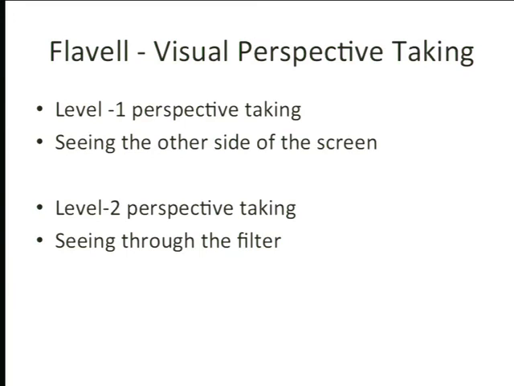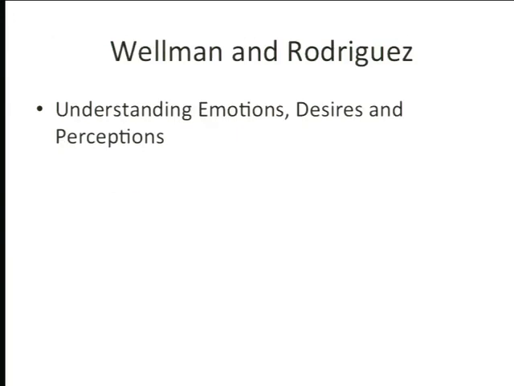So by the time the children are about 3, they seem to be able to understand that someone else could see something different than they do. Also in the time when they're about 3, Wellman and Rodriguez looked at whether children understood the interrelationships between their perceptions, what they could see, and their emotions, and their desires.